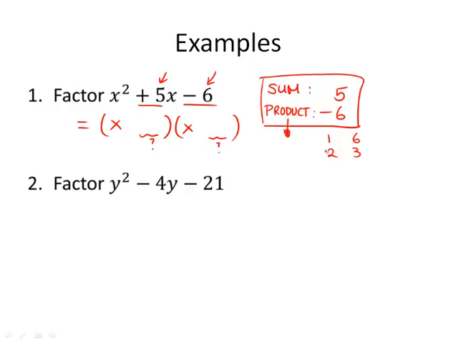Our product is negative, meaning one of these numbers needs to be a negative. So when one of your numbers is negative and you're adding them together, you'll notice that you're always subtracting. If the product was positive, you'll notice that you're going to be adding. So take note here, if your product is positive, you're going to look at adding your two numbers to get your sum. If your product is negative, you're going to look at subtracting your two numbers to get your sum.